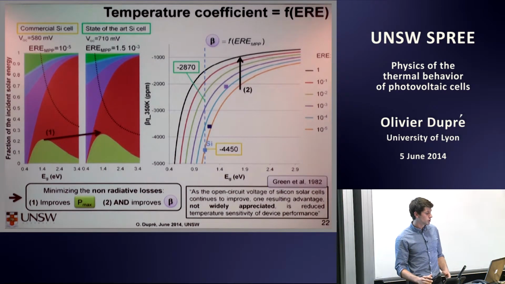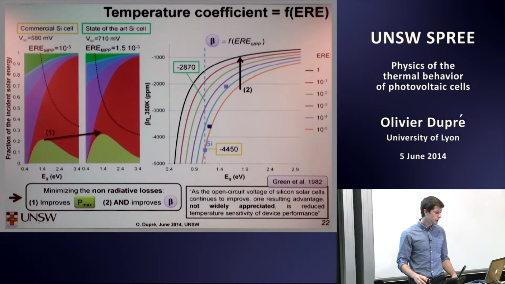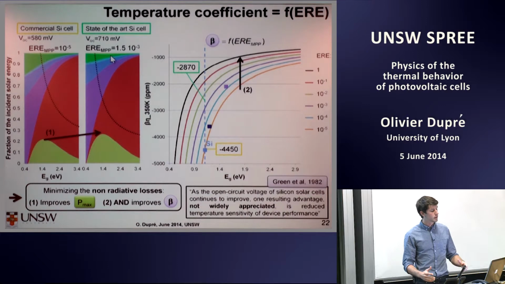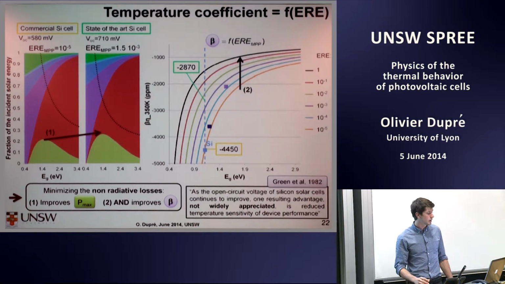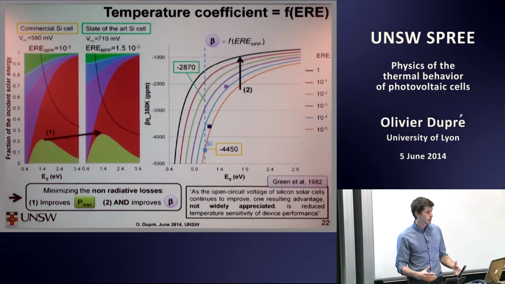So to show that, we plot here the different losses for a cell whose ERE is about 10 to the minus 5. That is the ERE you could expect from an average commercial silicon cell. And we plot the different losses with an ERE of 1.5 10 to the minus 3. That is the ERE of a really good silicon cell. And obviously, what happens is that the efficiency of the device is enhanced when the ERE is lowered. So the quality of the silicon is better, so we can get more electricity out of it.